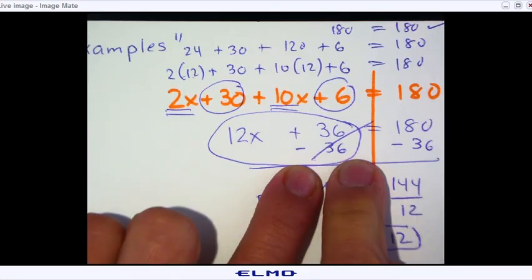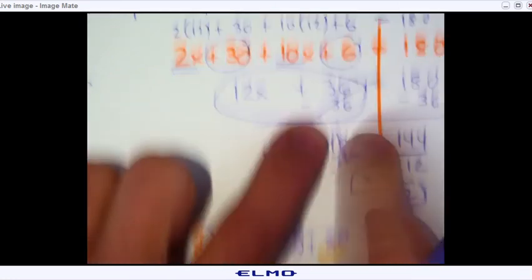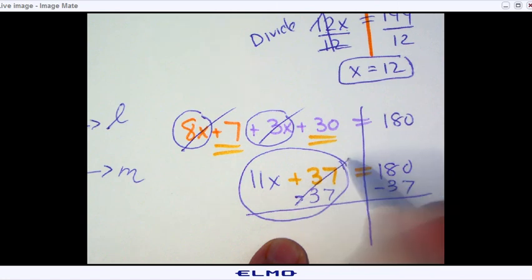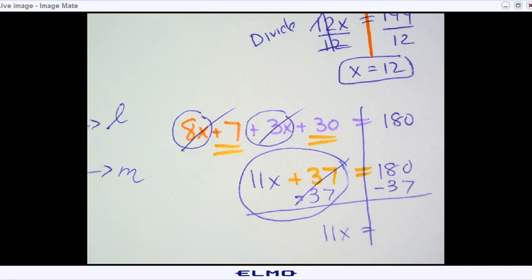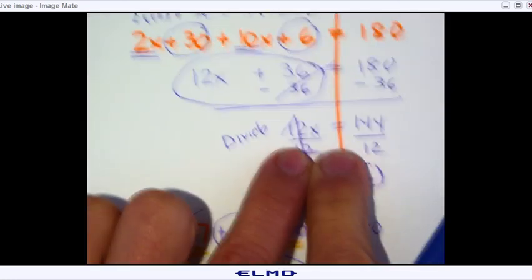Again, draw the line. See, you're doing the same thing. 0, line, and then that's 11x equals 180 take away 37. I'm going to use my calculator. Check it out. Take away 37. 143.